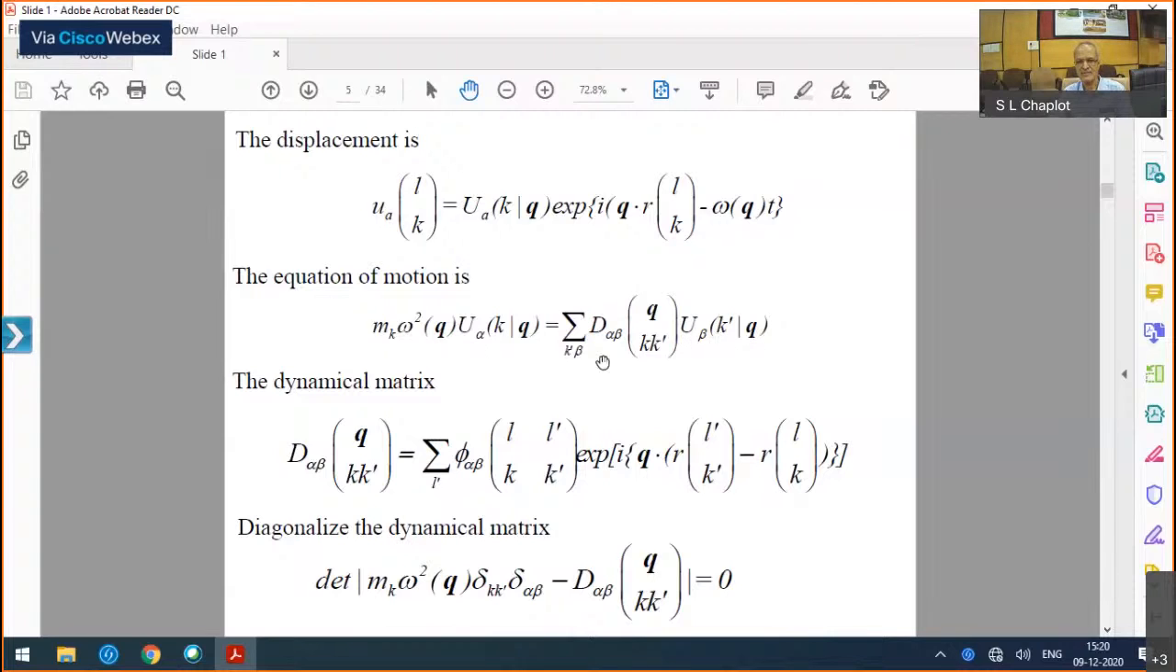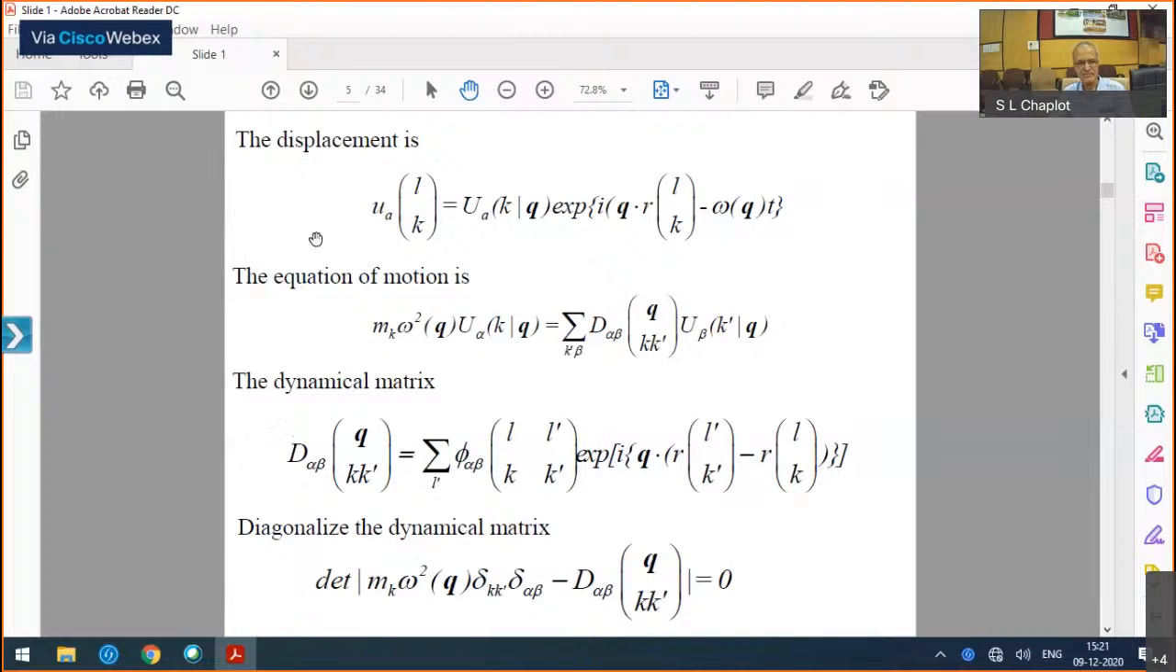So how are these connected? They are connected through the dynamical matrix. In the dynamical matrix, alpha and beta are the two Cartesian coordinates for the vibration of atom K and atom K prime. Q is a wave vector, and this is the force constant tensor between these two atoms, Lk and L prime K prime. It's a 3x3 matrix, and alpha and beta go from 1 to 3, or x to z, and that is the phase term.